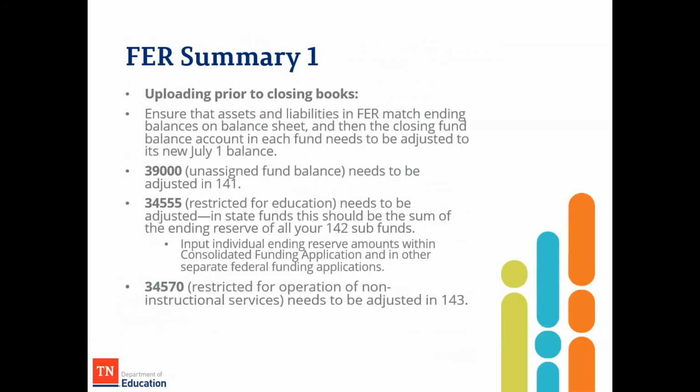We're going to continue with FER Summary 1. If you're uploading prior to closing your books, first you want to ensure that your assets and liabilities in the FER match ending balances on your balance sheet. And then the closing fund balance account in each fund needs to be adjusted to its new July 1 balance. And I feel like I do keep saying that because it is the most common error. Be sure you're reflecting your new reserves, not your old ones.